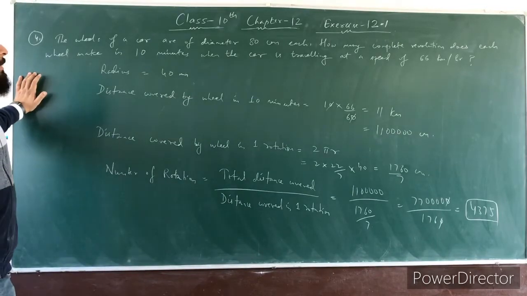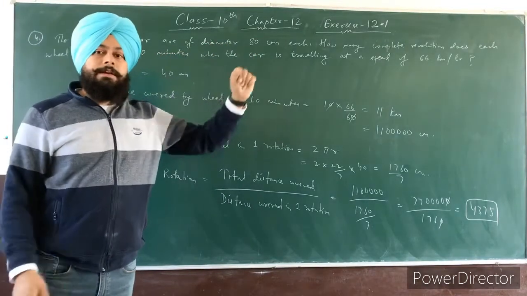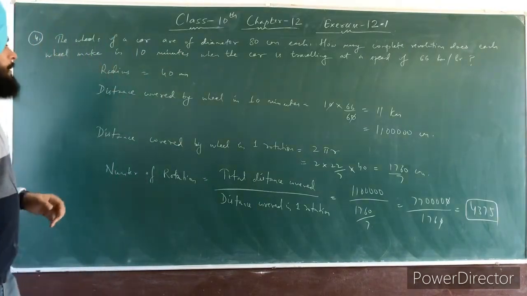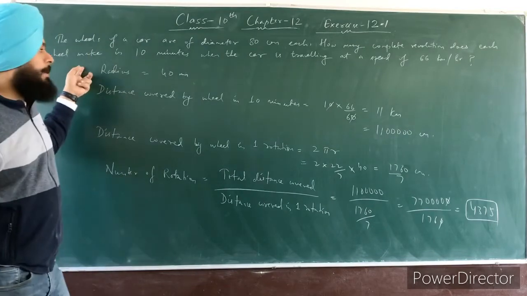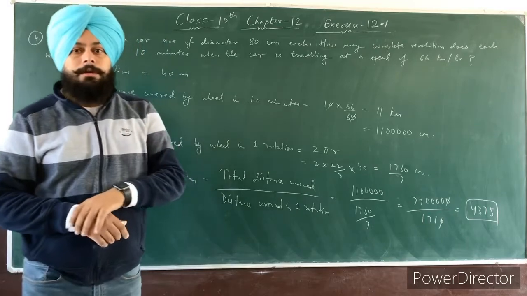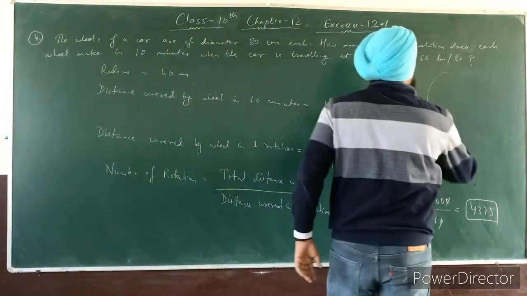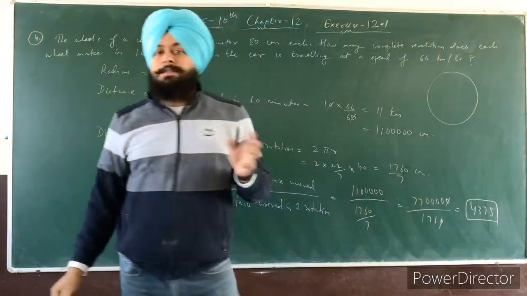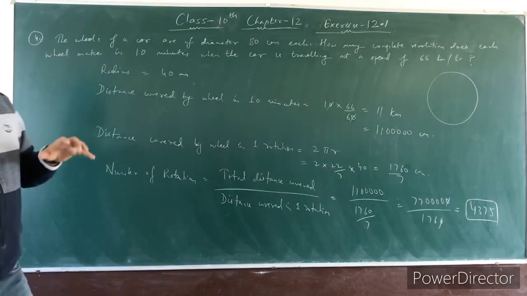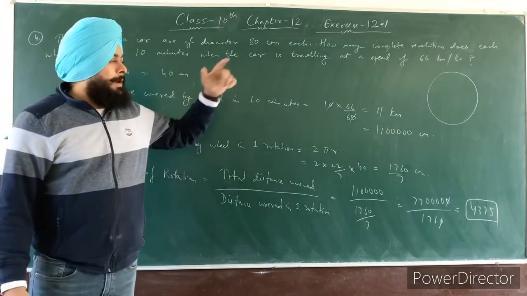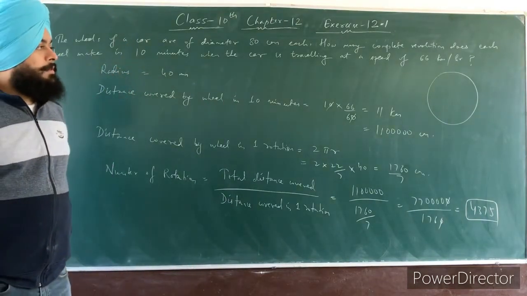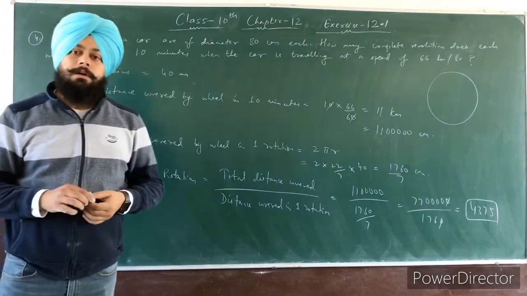The wheels of a car are of diameter 80 cm each. How many complete revolutions does each wheel make in 10 minutes when the car is traveling at a speed of 66 km per hour? So the wheel of a car is in circular shape, we know that, and we have to find the number of rotations made by wheel in 10 minutes. And the speed of car is given, that is 66 km per hour.